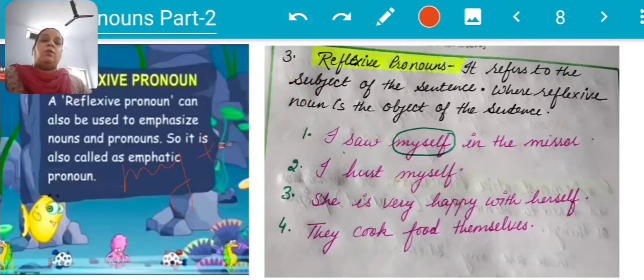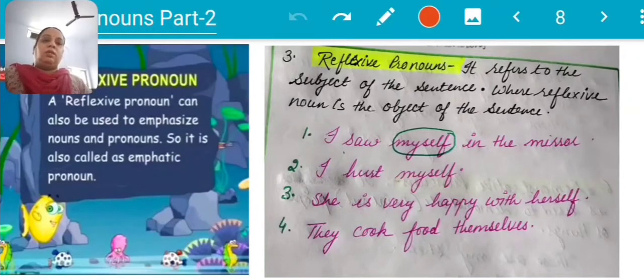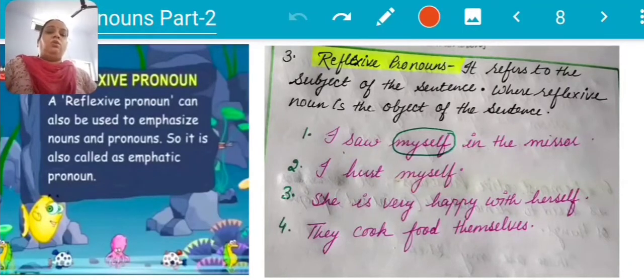Myself, themself, ourself, something like that. So, these words are called reflexive pronoun as well as emphatic pronoun. Now, let us see first what is reflexive pronoun and then I will tell you the difference between emphatic pronoun and reflexive pronoun.